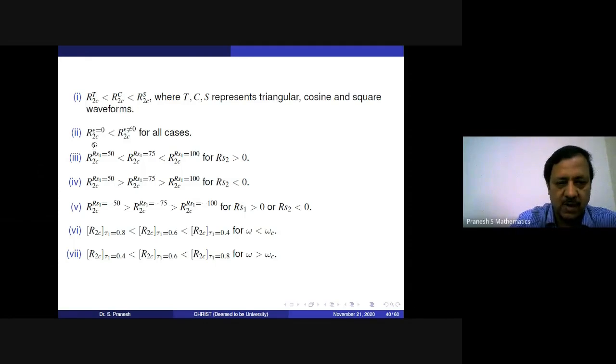So what do they all explain? The second result gives here epsilon equal to 0 means no modulation, and epsilon not equal to 0 is with modulation.